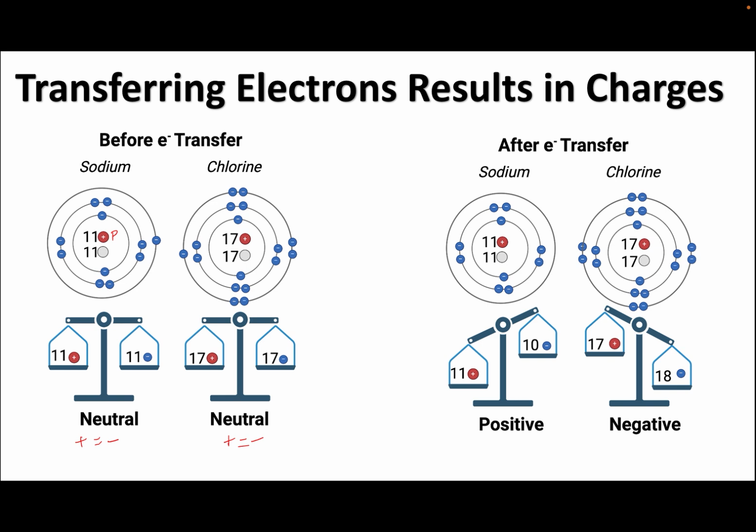Once we've taken an electron from sodium and given it to chlorine, now sodium has lost an electron, and as a result, it now has more protons than it does electrons, meaning it's got more positives than negatives, so it's going to have an overall positive charge. Chlorine just gained an electron, so now it has more negatives than it does positives. We would say it's an anion, so it has an overall negative charge as a result.